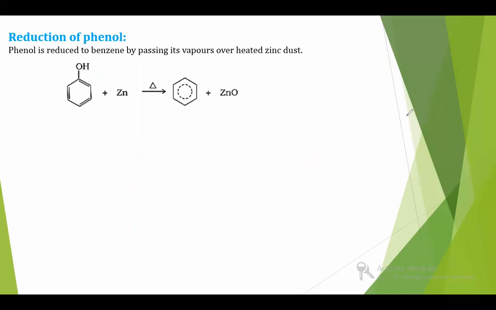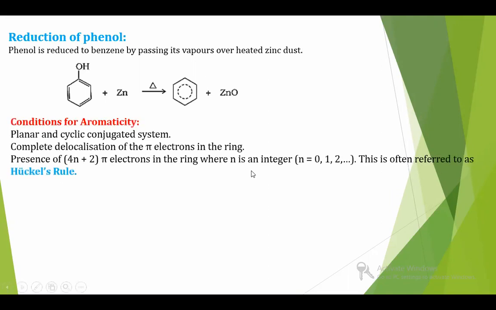Okay. Next, we said that it is an aromatic compound. To show aromaticity, there should be conditions. So, what are the conditions for aromaticity? For aromaticity, the compound should be planar and a cyclic conjugated system. In benzene, all the carbons are in a plane, that is, benzene is a planar molecule.